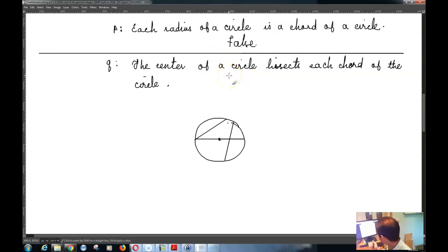And here it says again the same thing. The given statement is false if the chord is not the diameter of the circle, which is basically this case here. If the chord is not the diameter, then the center will not bisect the chord. In other words, the center of the circle only bisects the diameter, which is the chord of the circle. So that's basically the reason that you can provide.